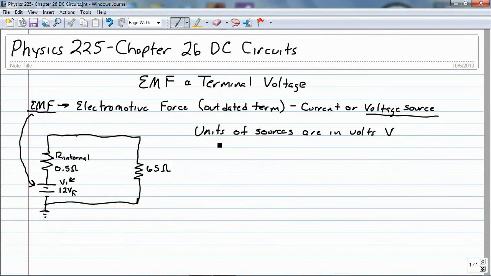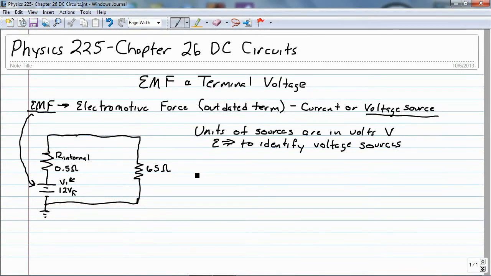Now, sometimes you'll see the letter E used for voltage sources, and it's common to do that, but not always. So, you may see it, and it usually is kind of some squiggly E looking thing that you'll see.